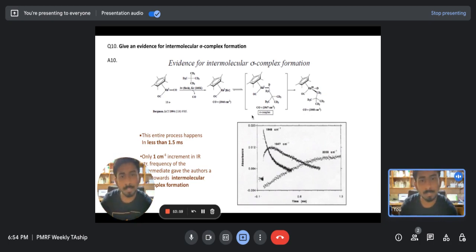So you can see that from just a 1 centimeter inverse increment, they have given the hint to the author that the rhodium is going to be oxidatively added. That's why the electron density on the rhodium center is less, and it is putting much less electron density on the CO molecule. So the stretching frequency is increased only by 1 centimeter inverse. When the entire process is complete, they have a 62 centimeter inverse increment in the new CO stretching. So the data is quite prominent in nature. How this only 1 centimeter increment is very crucial to tell you that this intermolecular sigma complex formation is quite vivid in such molecules.